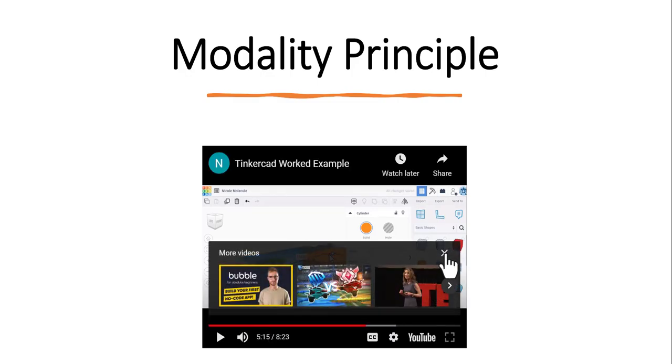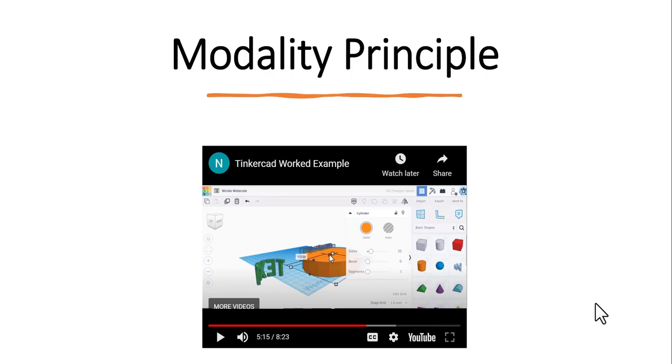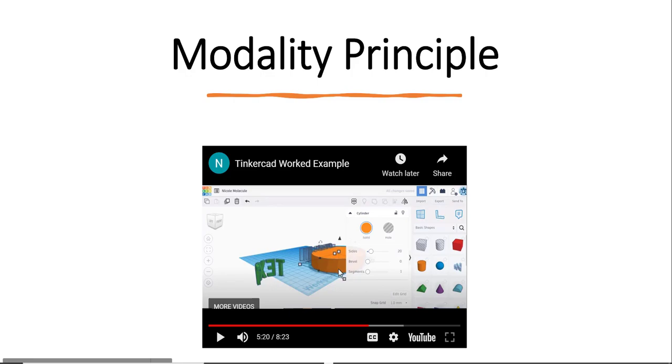So that is an example of how I use the modality principle to give my students audio when they're trying to figure out how to use a program. This is something then that they have available to them whenever they need it. And of course, there's more to the Tinkercad web program than what I'm sharing with them here, but this at least gives them the first little basic parts so that they can check it out.